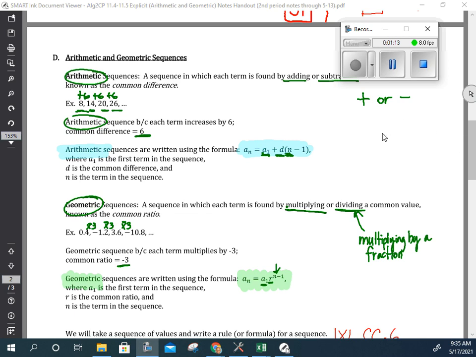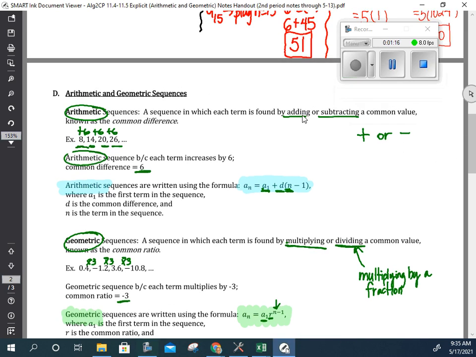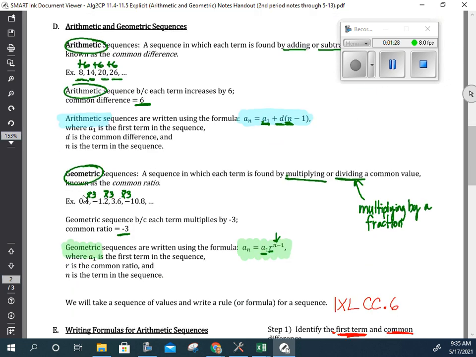So there are two types of sequences. When you are adding or subtracting, that is called an arithmetic sequence, when the numbers are adding and subtracting by the same value. Geometric sequences is multiplying or dividing. However, dividing is represented as a fraction. So you see a fraction, that means division, but we have to use a fraction to represent it.